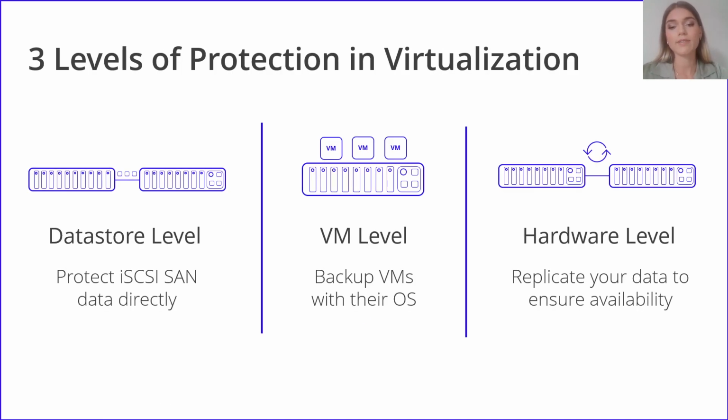There are 3 main levels of protection of virtualized environments. The first one is to protect your iSCSI SAN directly on the data store level. The second one is to protect the virtual machines directly through a complete backup of both your data and the OS. And the third one is to ensure the hardware level protection, usually through high availability. Of course, each level is a bit different in the way we approach the data protection.